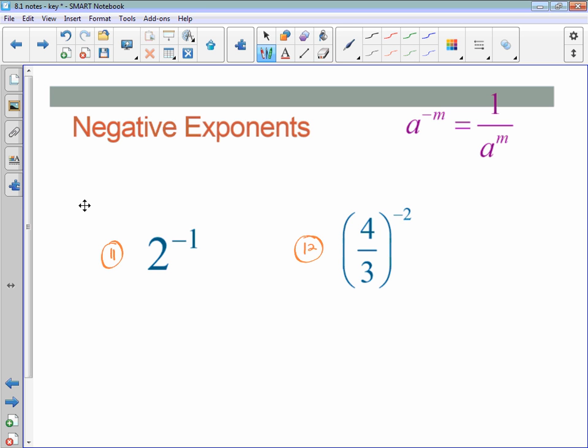All right, guys, so 2 to the negative 1, what's that going to be? 1/2. Good. And 4/3 to the negative 2. Yeah, so 2 ways you can think about it. You can flip it first and make it 3/4 squared, because you've dealt with the negative. Or you can square them first and then flip it. I don't care what you do. Okay? We'll do more at the end, but basic idea here for negative exponents, okay?